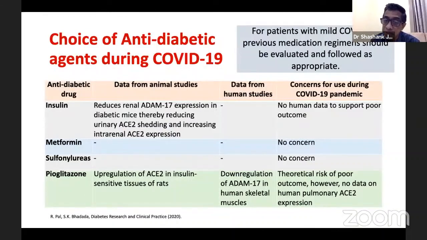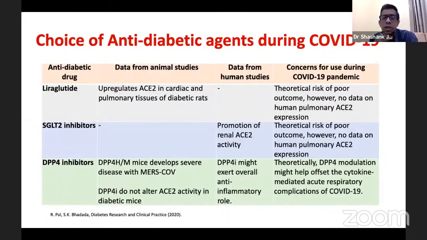probably has data in animal studies that it reduces the renal ADAM17 expression in diabetic mice, which reduces the urinary ACE2 shedding, increasing the intrarenal ACE2 expression. So obviously in human data, there are no such concerns. Metformin could be anti-COVID. Sulfonylureas are neutral. And pioglitazone can actually down-regulate ADAM17. So there could be an upregulation of ACE2 in insulin-sensitive rats. So all this animal data cannot be applied in day-to-day medicine.